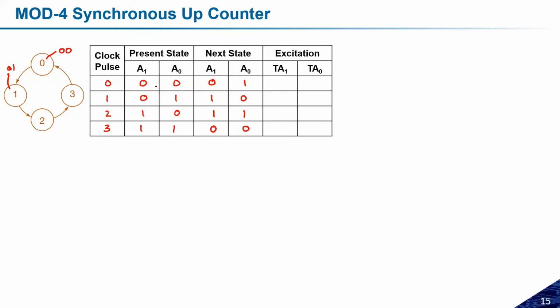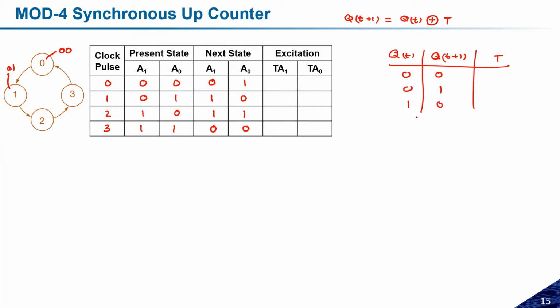Now we know the excitation table of the T flip-flop. What does the T flip-flop say? It says that Q(t+1) is nothing but Q(t) XORed with T. So this is the characteristic equation of the T flip-flop, which we already know. If I use this, then TA1 and TA0 will be based on this equation or the excitation table. We also know Q(t), Q(t+1) and T. The excitation table for the T flip-flop is 00 0, 01 1, 10 1, 11 0. So this is the excitation table for the T flip-flop.